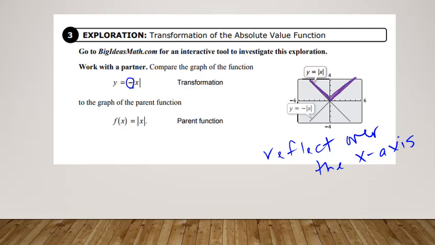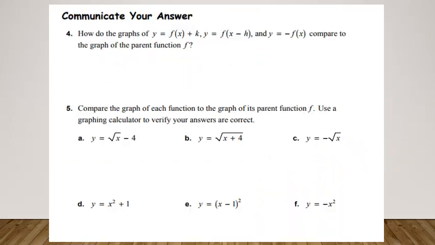So if you learn it for absolute value today, it's going to be the same for x squared, going to be the same for square root of x. All right, and so what happens is that just means it flips upside down. So instead of a facing up V, we have a facing down V.